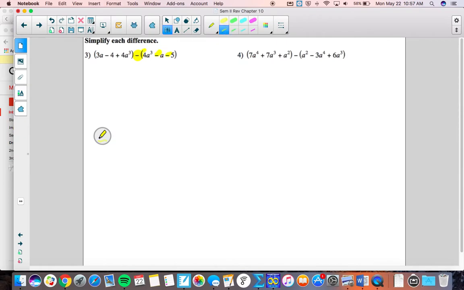So if we add the opposite, which I recommend doing, we will have to change the subtraction to adding, and we'll have to take the opposite of everything that was being subtracted. So this positive 4a to the third becomes a negative 4a to the third. And you can go outside the parentheses there. Make sure it's obvious that that's a negative now, because the opposite. Now this is a negative a, but we need to take the opposite of that, so that becomes a positive a. And this 5 was negative, but the opposite of a negative 5 is a positive 5.